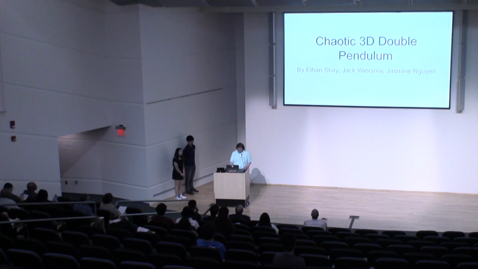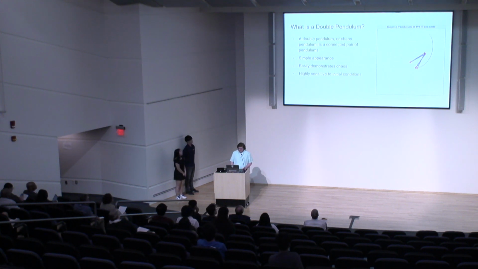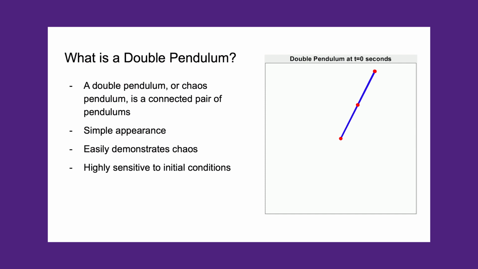And for our research project over the summer, we decided to create a simulation for a chaotic 3D double pendulum. So what is a double pendulum? It is two pendulums connected together, end by end, and then they are dropped and they create very interesting visuals.